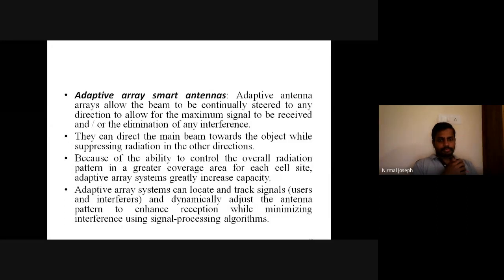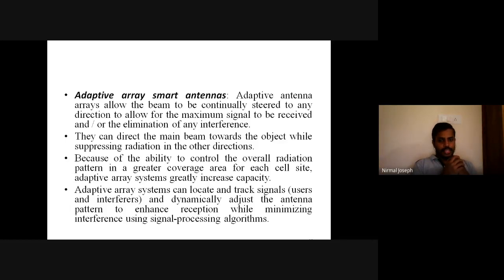They can direct the main beam towards the object while suppressing the radiation in other directions. The main beam will be fully focused on the intended object, and all other radiation patterns will be suppressed. Because of the ability to control the overall radiation pattern in a greater coverage area for each cell site, adaptive array systems greatly increase capacity. It is understood: since it can particularly locate a user and directly transmit to this user, it will increase the capacity.